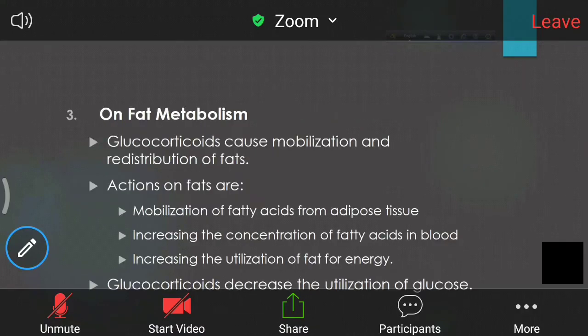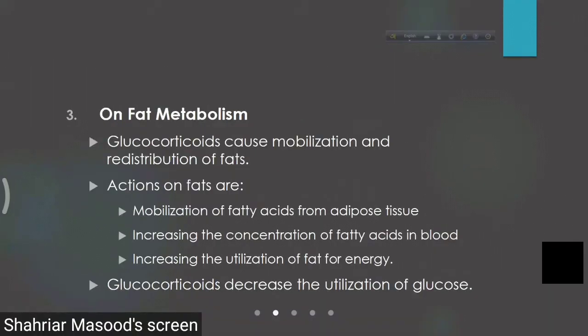Fat metabolism. Cortisol spares glucose. Cortisol decreases the utilization of glucose and increases the utilization of fat for energy. This is somewhat similar to the effect of growth hormone.